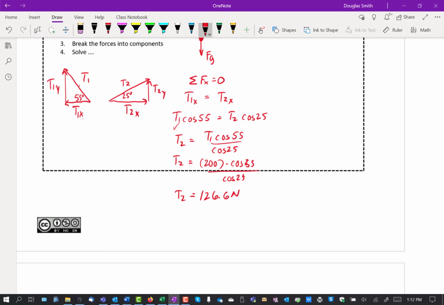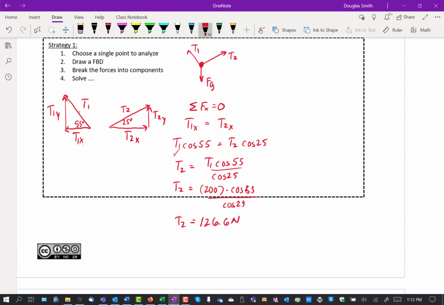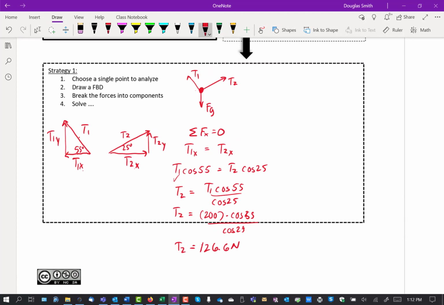So now we know T2, and we're looking for Fg. Now I'm going to analyze this from the vertical standpoint. The total force acting in y is 0. We have T1y and T2y pulling it up, and Fg pulling it down. So T1y plus T2y equals Fg. All the up is balanced with all the down. I know everything but Fg, so I can solve for it now.